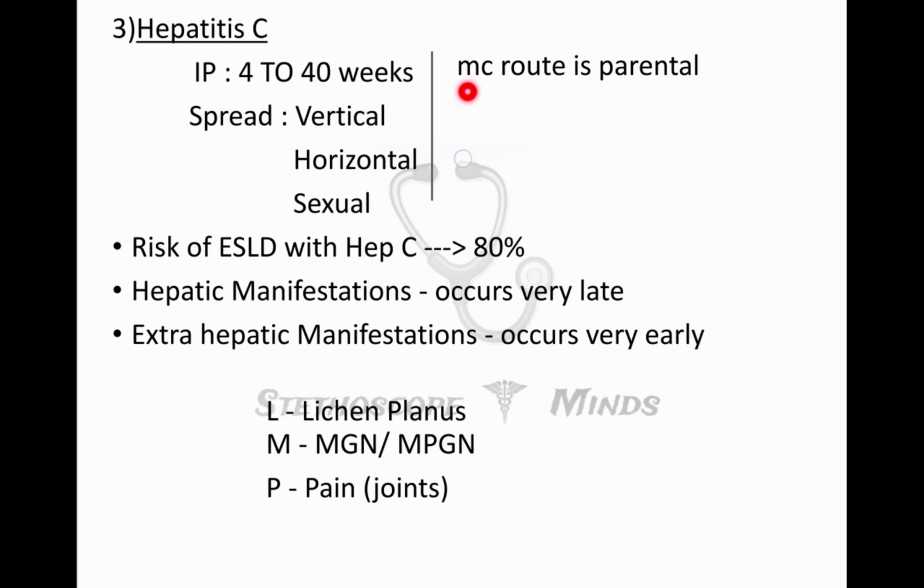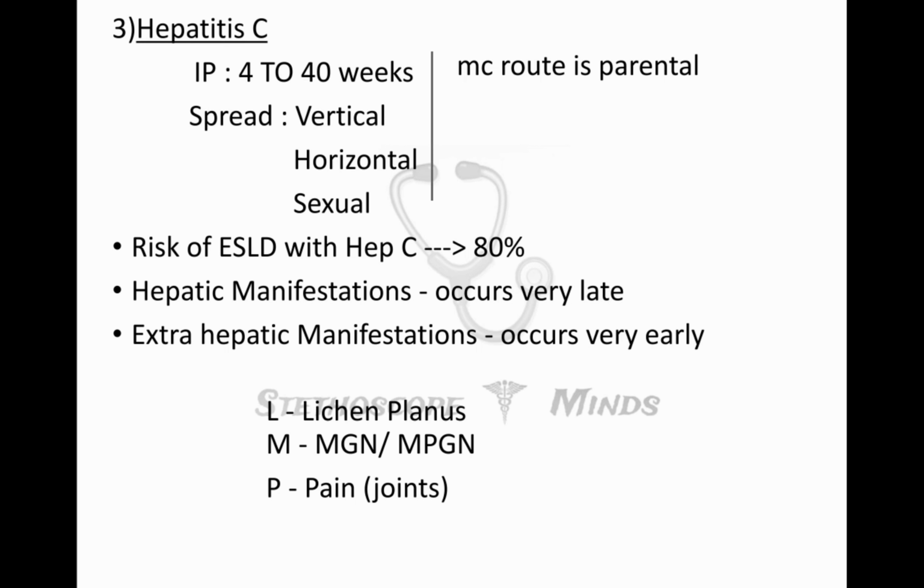For hepatitis C, the incubation period is 4 to 40 weeks, and it spreads through vertical, horizontal, and sexual routes, and the most common route is parenteral. The risk of end-stage liver disease with hepatitis C is very high, 80%. As we recall, for hepatitis B it is approximately 20%. For hepatitis C, it is 80%.